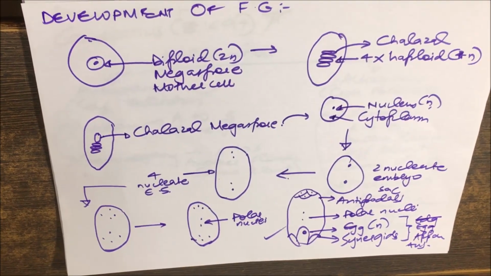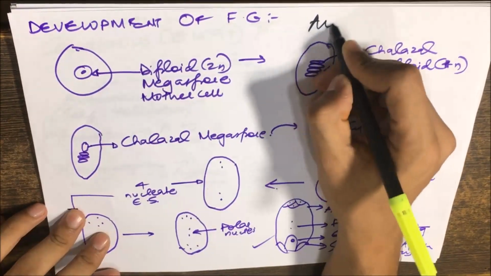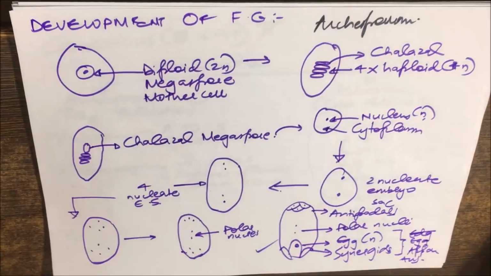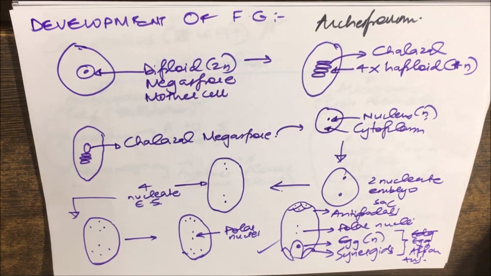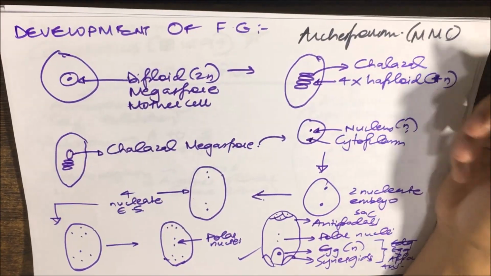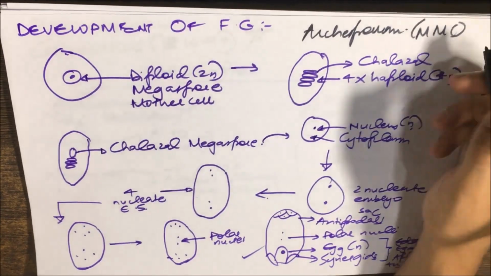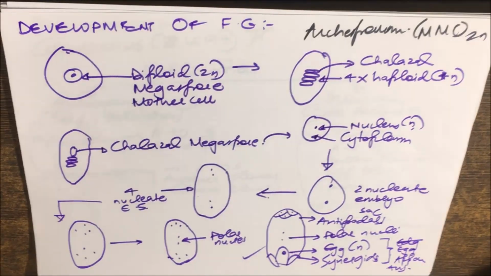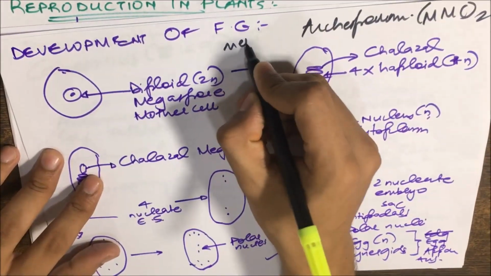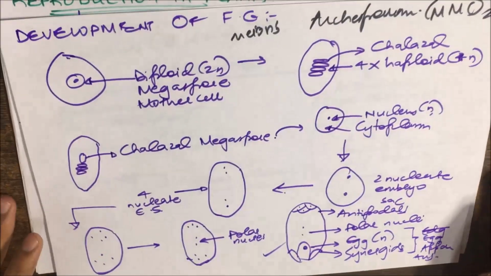micropylar end of the nucellus gets differentiated to form the archesporium. Mostly this single-celled archesporium directly functions as the megaspore mother cell, which later gives rise to the megaspores. The diploid megaspore mother cell gives rise to haploid megaspores by the process of meiosis. This process is known as megasporogenesis.